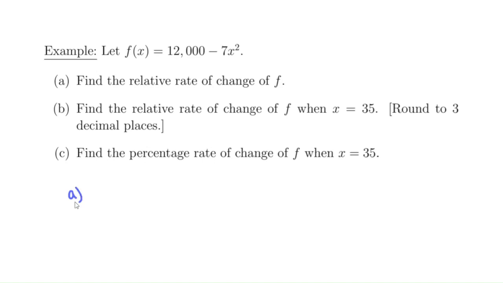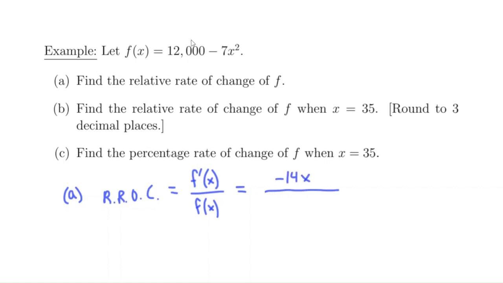Okay, so let's do part A. What is the relative rate of change of f? I guess we can write RROC. Relative rate of change is going to be f prime of x divided by f of x. Now, what is f prime of x? Well, the derivative of 12,000 is 0. The derivative of this is minus 14x. Okay, there's our f prime of x divided by the original function, 12,000 minus 7x squared.